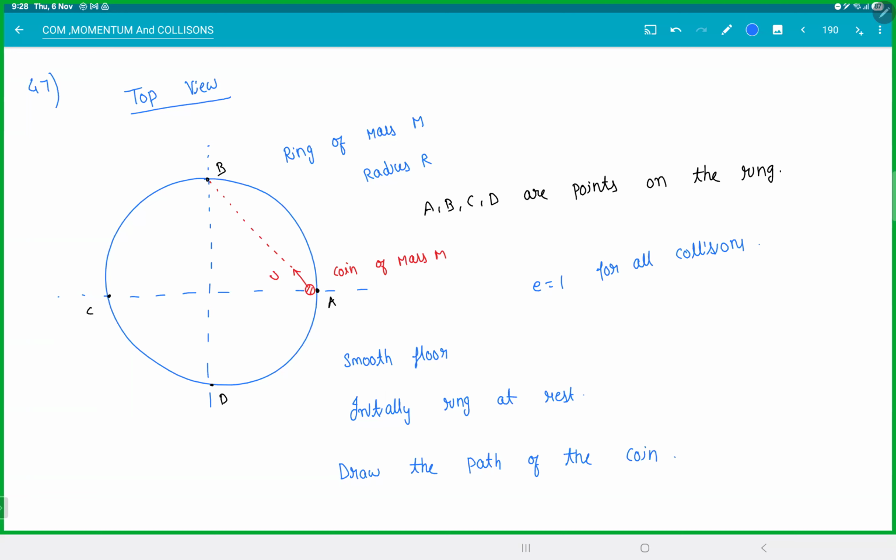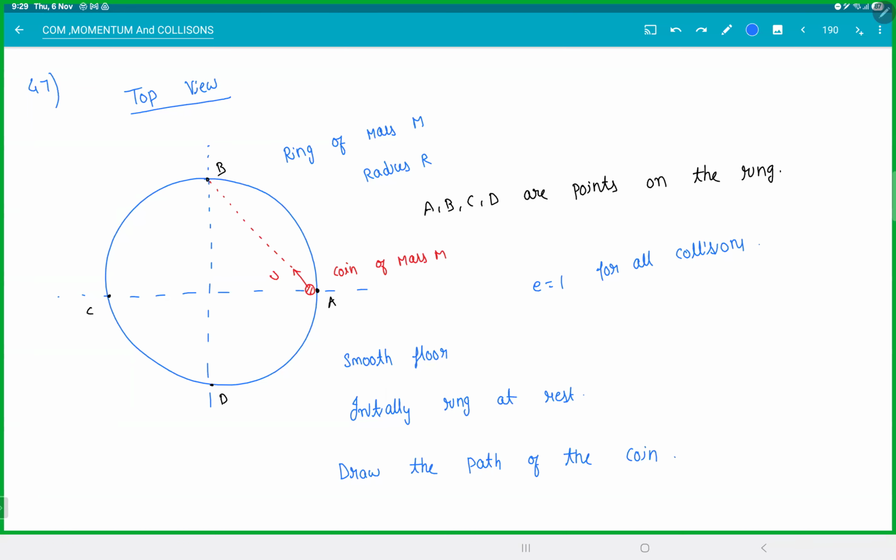Are you getting how it is? So on your floor, you kept a ring. The floor is smooth. There's no gravity, nothing there. So you kept a coin at point A and you shot it towards B. So this coin will go and hit point B. The ring will start moving. It's an oblique collision. So the ring will move, the coin will move, and again they will collide, again they will collide. This will just keep on happening forever. The ring and the coin are just colliding forever.